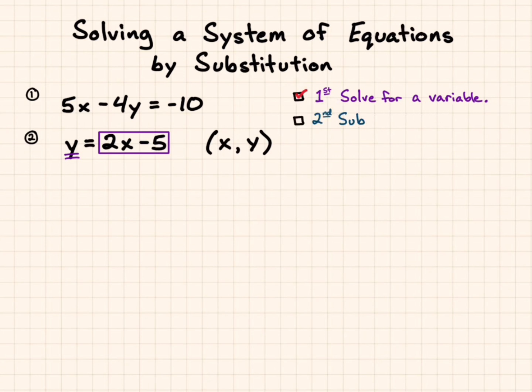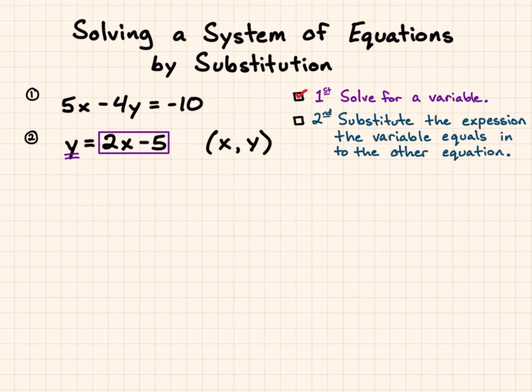The second step is to substitute the expression the variable equals in the other equation. So I'm going to take 2x minus 5 and put it into the other equation in substitution for y. And let's write out what that looks like. So I have 5x minus 4, and then instead of y in our first equation, I put 2x minus 5, because I know that's what y equals. And then I continue it, equals negative 10. So this is a version of number 1, but I substituted the expression y equals in for y.